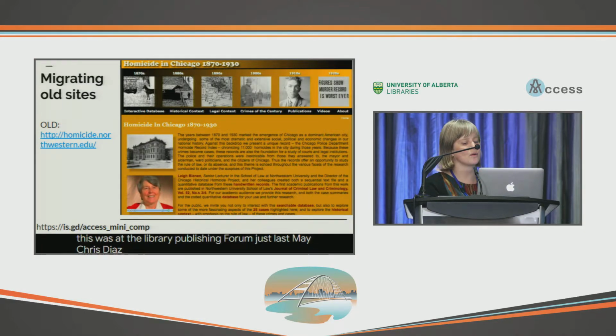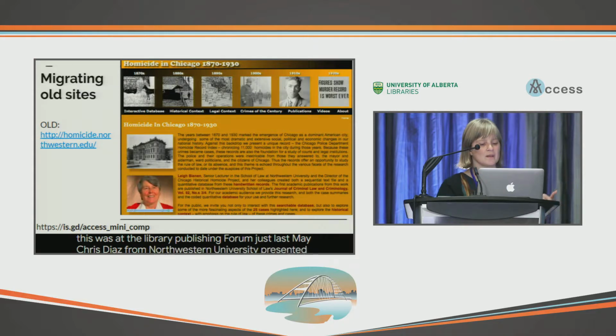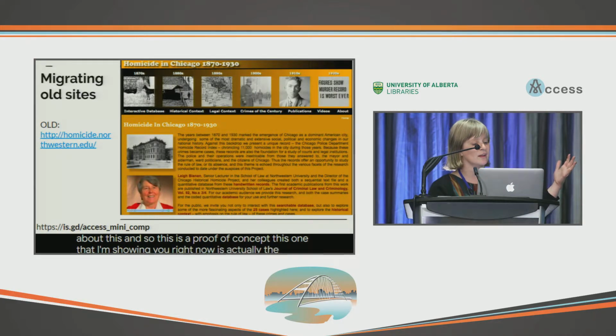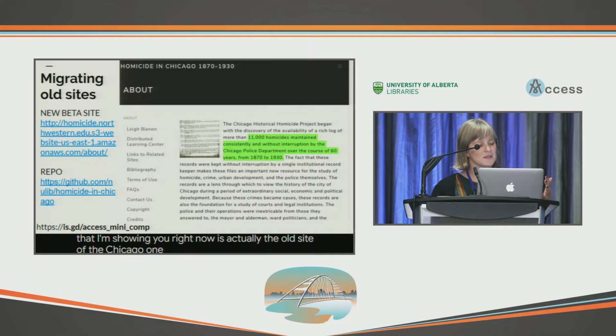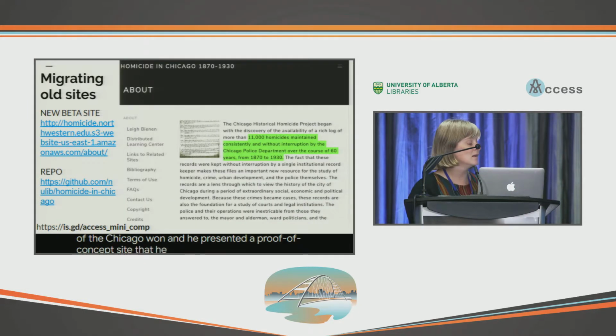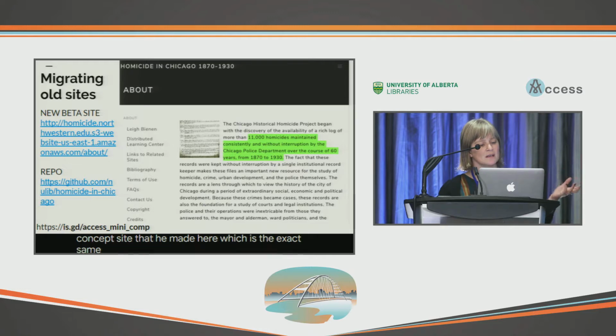Chris Diaz from Northwestern University presented about this. And so this is a proof of concept. This one that I'm showing you right now is actually the old site of the Chicago one. And he presented a proof of concept site that he made here, which is the exact same site in static, using Hugo as a generator.